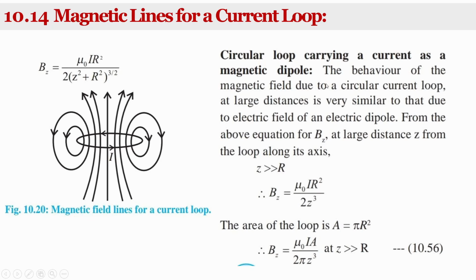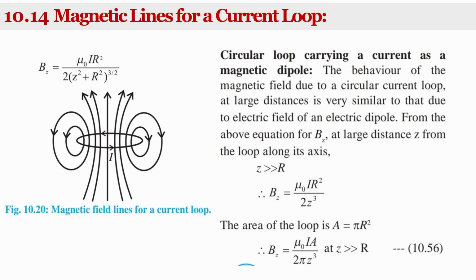Okay, so the behavior of the magnetic field due to a circular current loop at large distances is very similar to that due to the electric field of an electric dipole. So in that case we say that the magnetic field produced by the circular current loop at a large distance can be exactly similar to the electric field produced by the electric dipole.